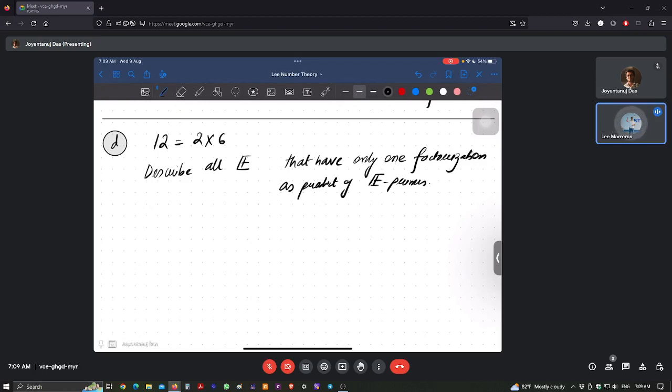All even. So even means that if you divide 12 by 2, that 6 is a part of the E sum, right? Yes, 6 is an E prime, because if you divide by 2, it is an odd number. So it is an E prime.